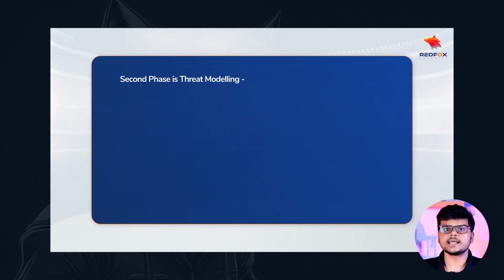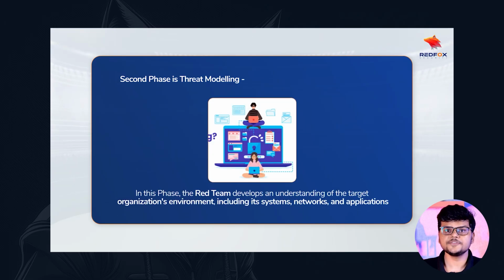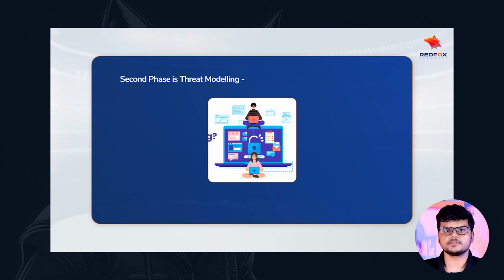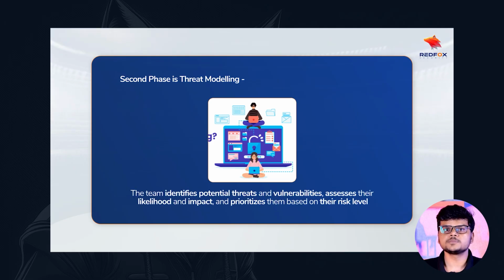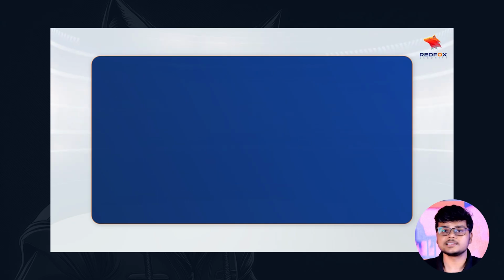Second phase is threat modeling. In this phase, the Red Team develops an understanding of the target organization's environment, including its systems, networks, and applications. The team identifies potential threats and vulnerabilities, assesses their likelihood and impact, and prioritizes them based on their risk level.